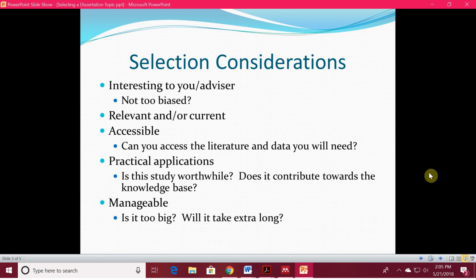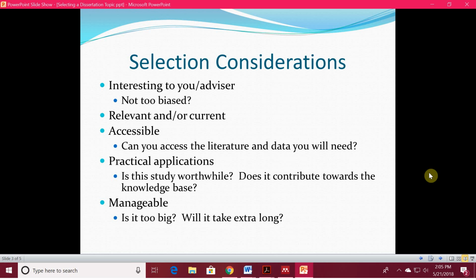And then you're going to want to consider the practical applications of your research. Is this a worthwhile study? If it's not a worthwhile study, if it's not anything anyone's going to care about, your committee is not going to approve it. And does it contribute toward the existing knowledge base? It doesn't have to agree with the existing knowledge base, but does it contribute something new or something interesting or support or refute other theories? But it needs to be practical. Don't study something that only a small group of people or no one's going to care about.